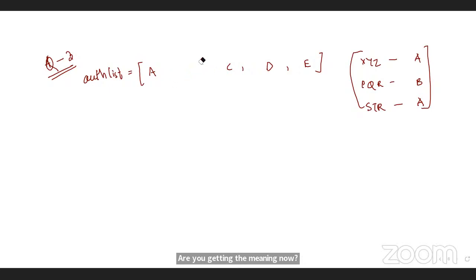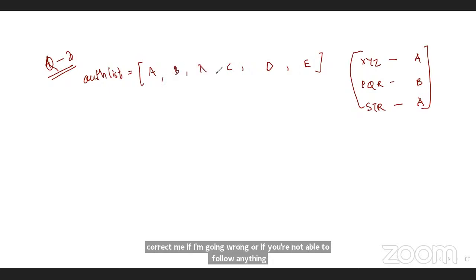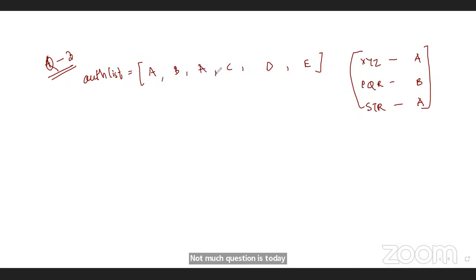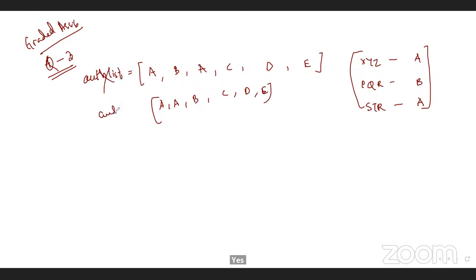Please correct me if I'm going wrong or if you're not able to follow anything. Ma'am, which question is this? Question number 3 of graded assignment 6. Ma'am, the list is in alphabetical order. Okay, so this will be A, and B, right? Yes. So have you understood this, that there can be duplicates as well?